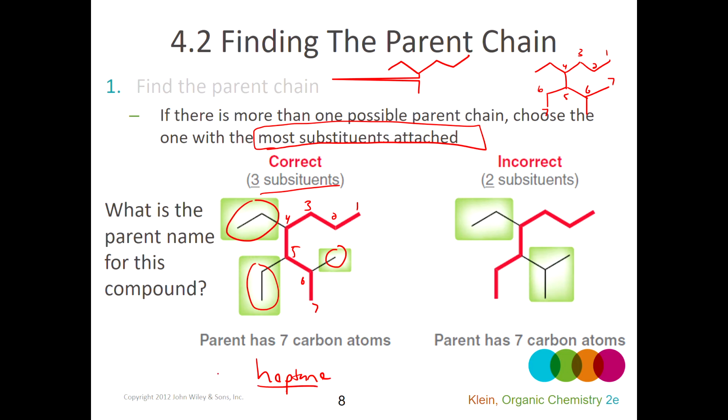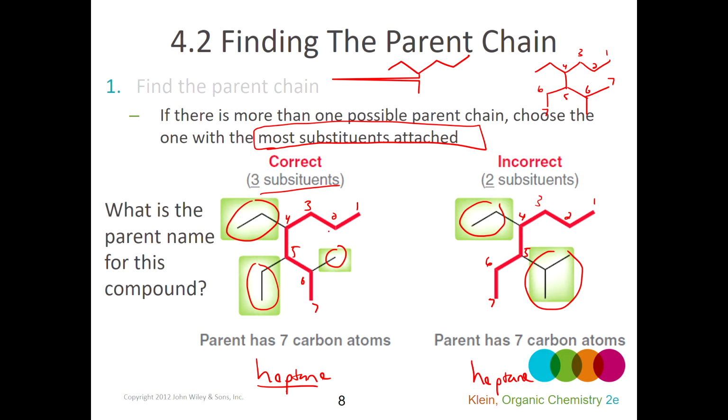I still have to talk about the rest of the naming system and how I account for the substituents. But if you run into a situation where there are multiple ways to number the carbons to create the maximal number of carbons in a chain, which is 7, this would also give me heptane as my parent chain. But this one only gives me 2 side groupings of carbons that are not part of that parent chain. So that's not the correct way to number. These 7 carbons don't constitute the parent chain for this molecule.